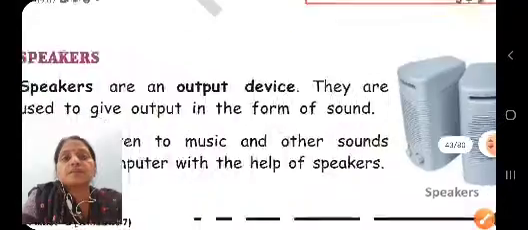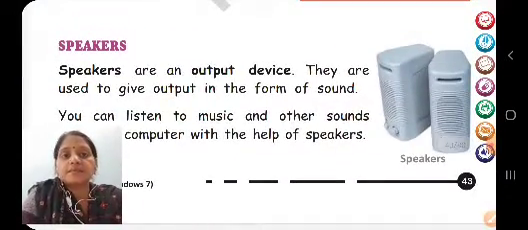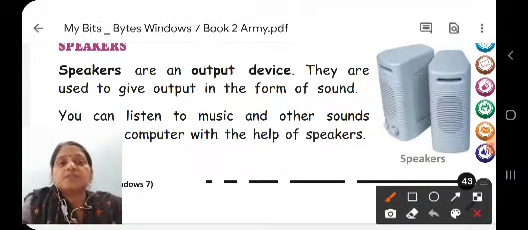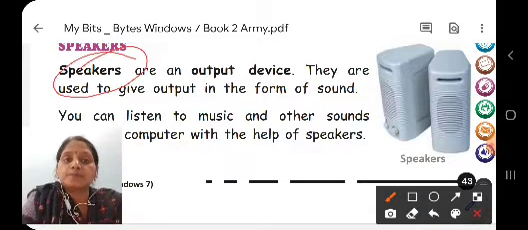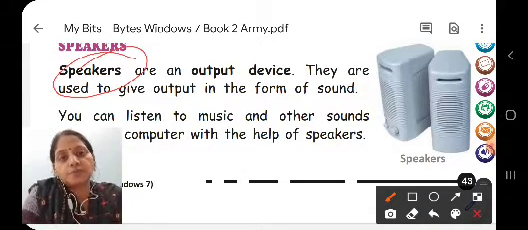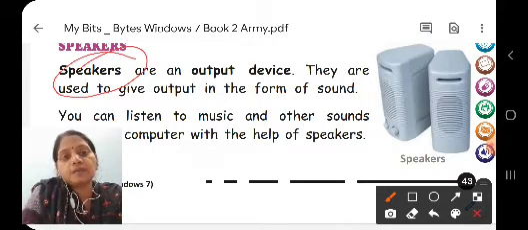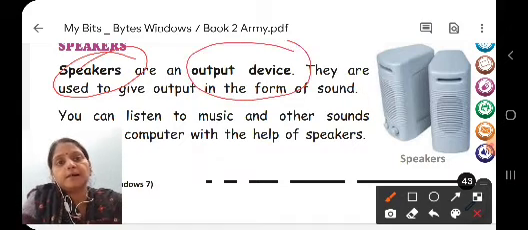Now next one is children, speaker. Speaker is another output device. Children, through speaker you can hear anything from the computer, any sound or any music from the computer. That means we are getting something from the computer, so it is another output device.